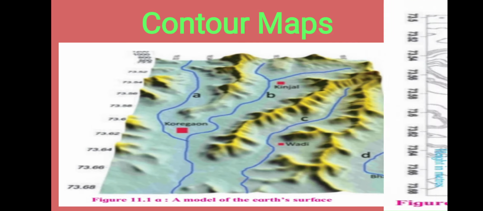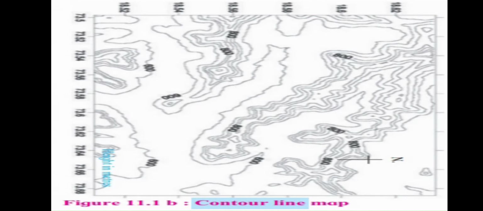Now see this picture carefully. The same information is given to you with the help of contour maps in this picture. Here the height of the places as well as the river, mountain, and slope, all these things are shown to you in this picture.